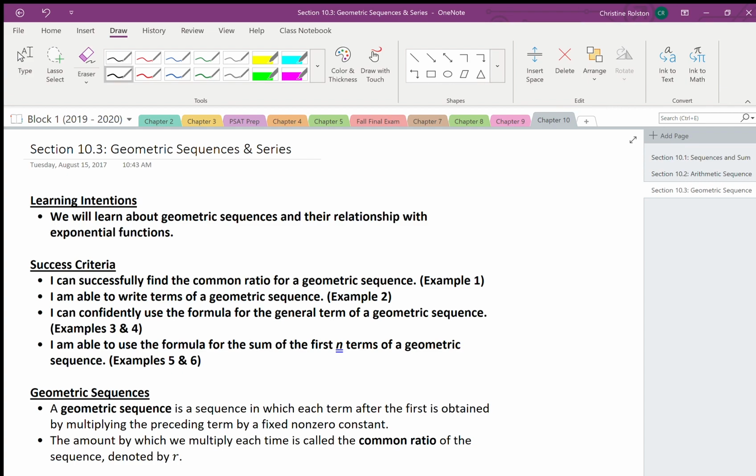So our success criteria: I can successfully find the common ratio for a geometric sequence. I am able to write terms of a geometric sequence. You can find them with the pattern. I can confidently use the formula for the general term of a geometric sequence. And I am able to use the formula for the sum of the first n terms for a geometric sequence. So that's the series. Okay, so we're basically doing the same thing we did with arithmetic. It's just now it's geometric. The pattern is to multiply or divide.